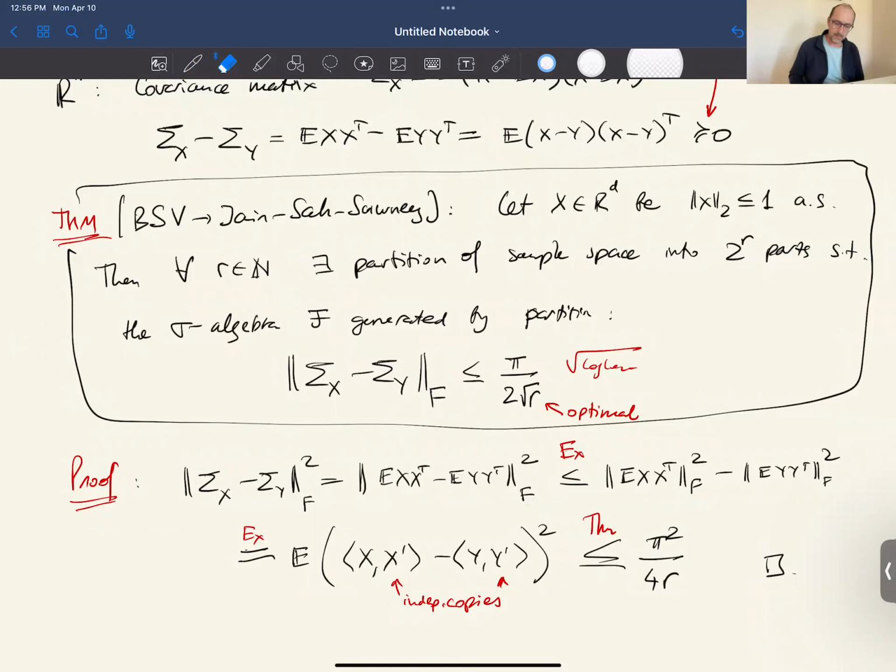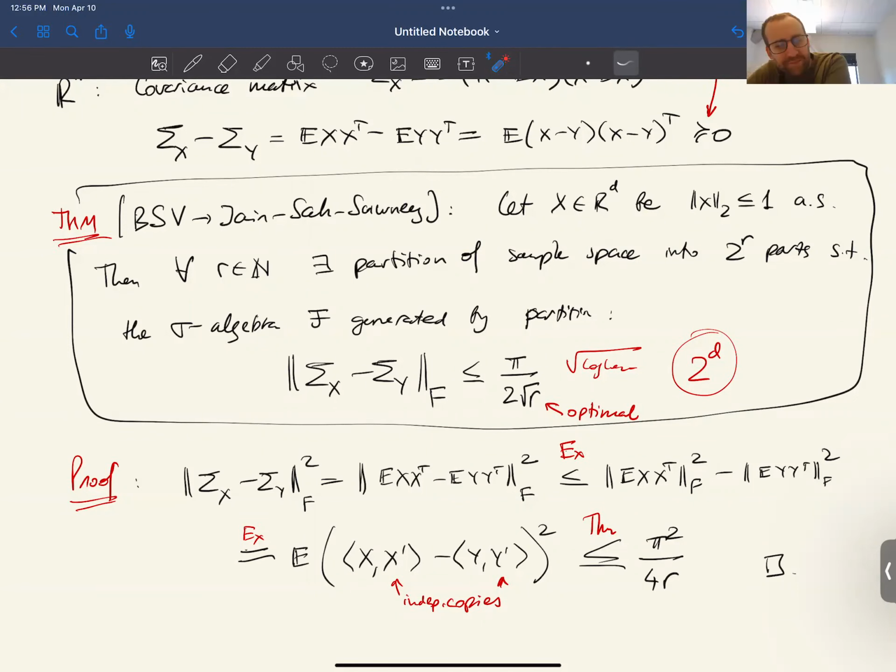Yeah, it sounds like 2 to the d maybe. Because r itself is a log of the number of parts, we're beating it against 2 to the d. So log number of parts versus 2 to the d becomes doubly exponential. I see. Thank you.